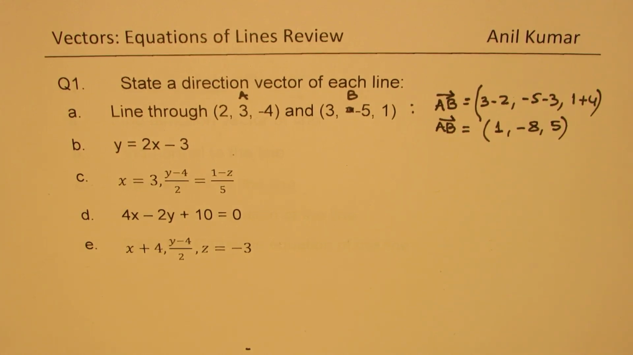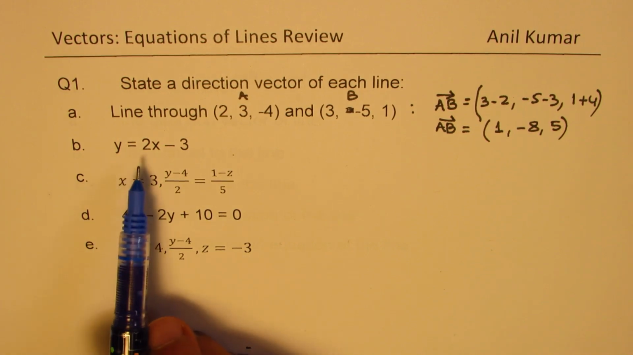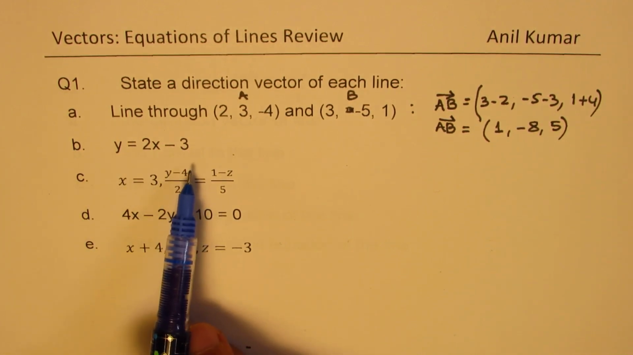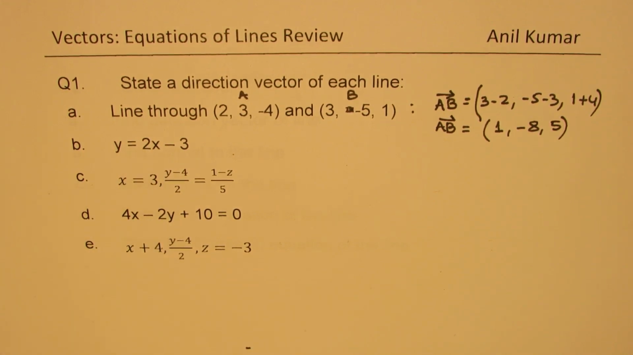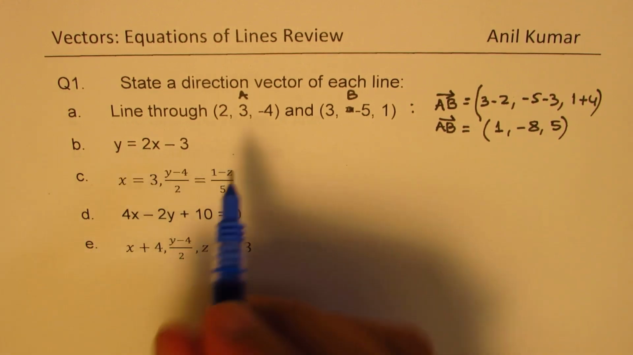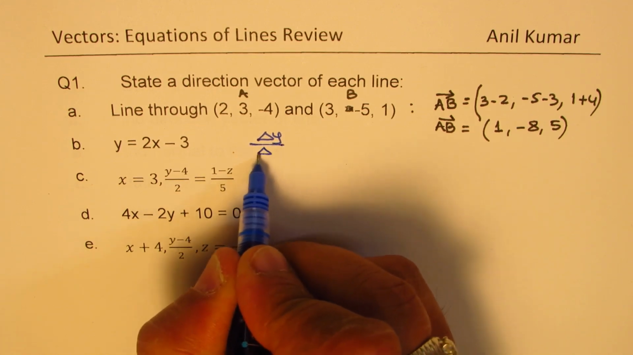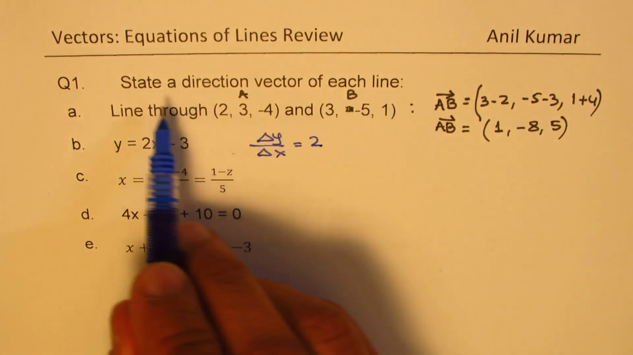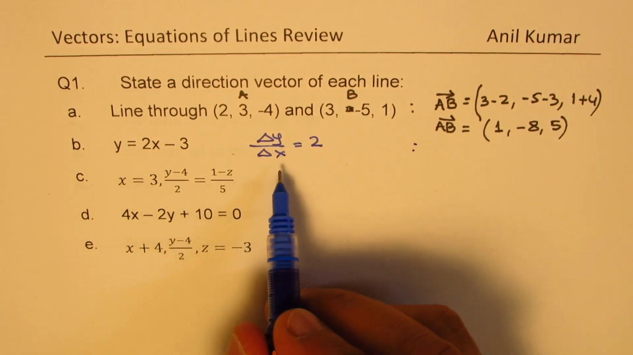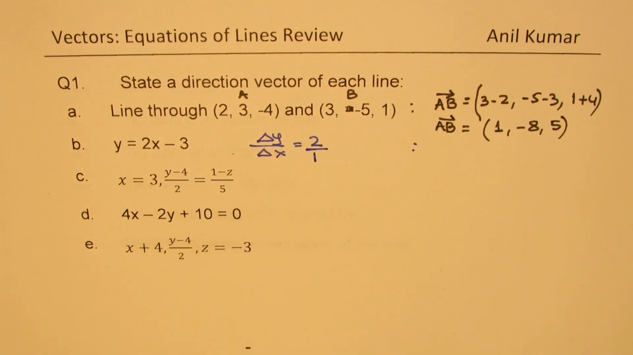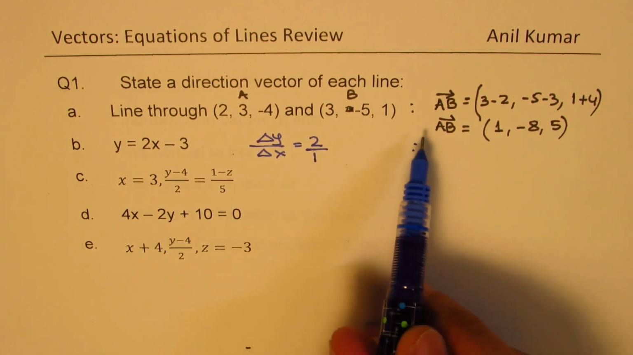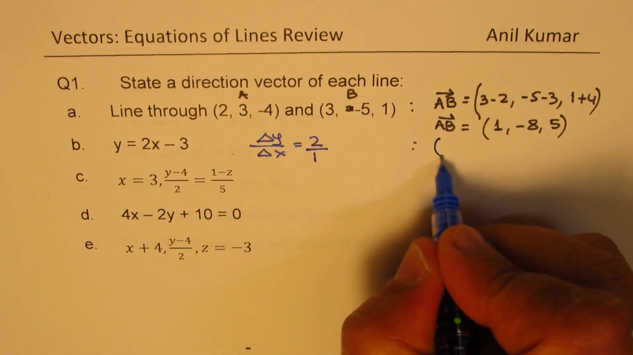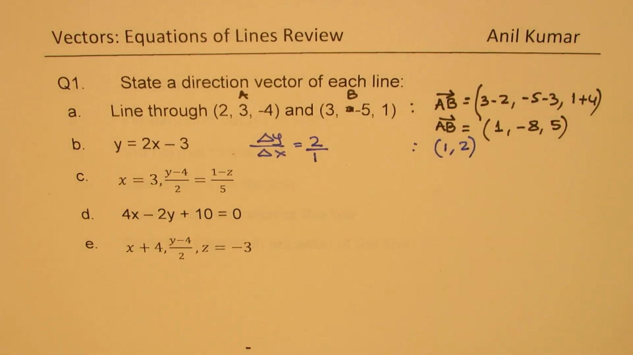Now let's look into part B. We have y equals 2x minus 3. This is given in slope-intercept form where we talk about change in x and change in y. But it is in a kind of reverse way when we talk about vector equations of a line. So this really means that delta y over delta x is equal to 2. When we are talking about the direction vector, let's think of it like 2 over 1. Then we first write how, when you move from one point to the other, the x and y values change. So we'll write 1 and 2. So the direction vector is (1, 2) for B.